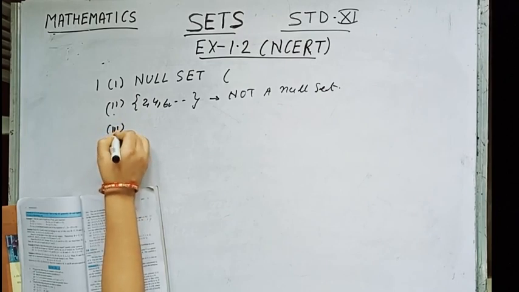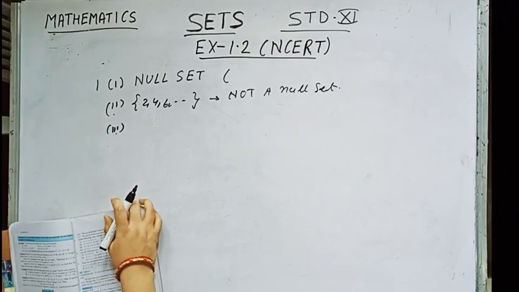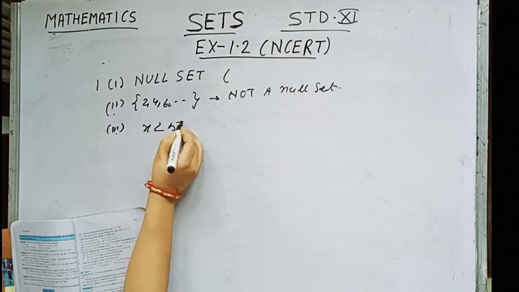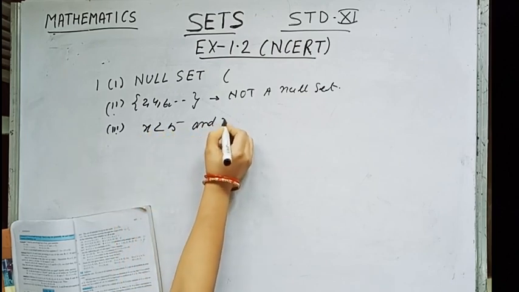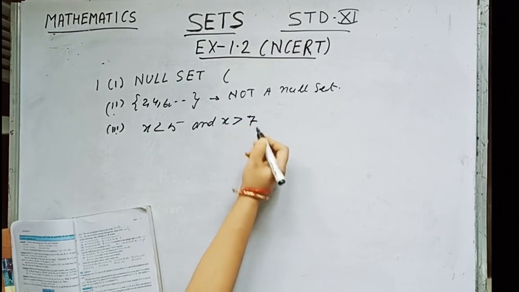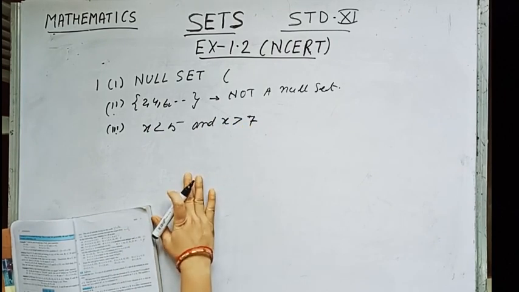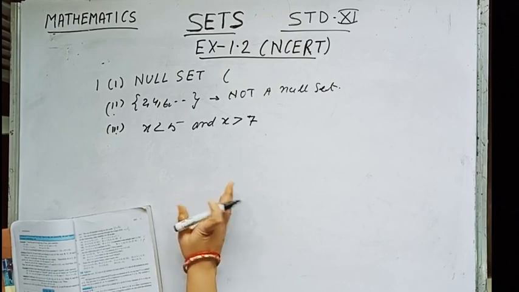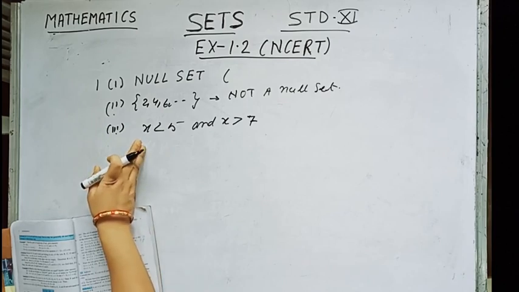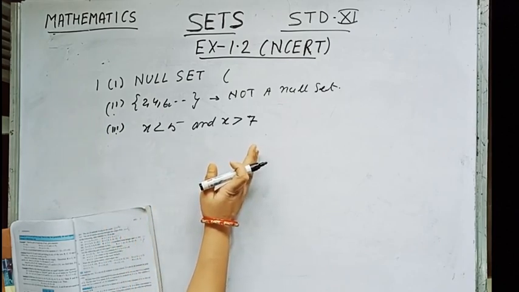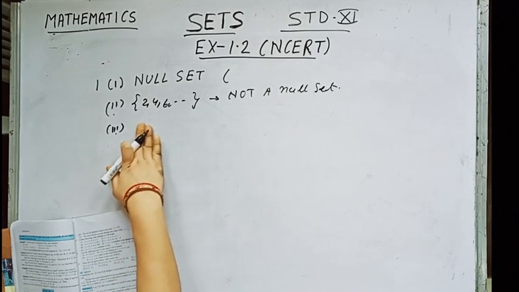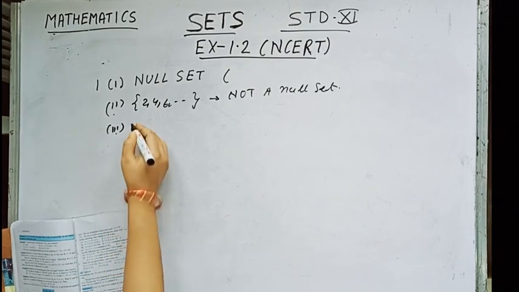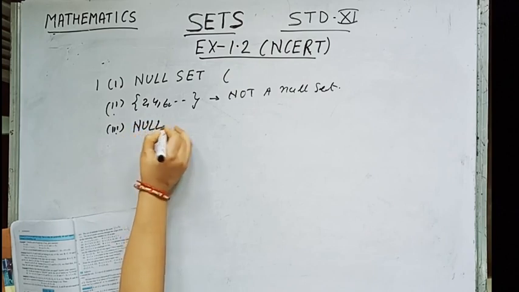Subpart number 3 is x such that x is a natural number and x is less than 5 and x is greater than 7. Now x is less than 5, x is greater than 7 and x is a natural number is not possible because a particular number it is less than 5 and it is greater than 7 is not possible. So you will be giving the reason that a natural number less than 5 and also greater than 7 is not possible, hence it is a null set.